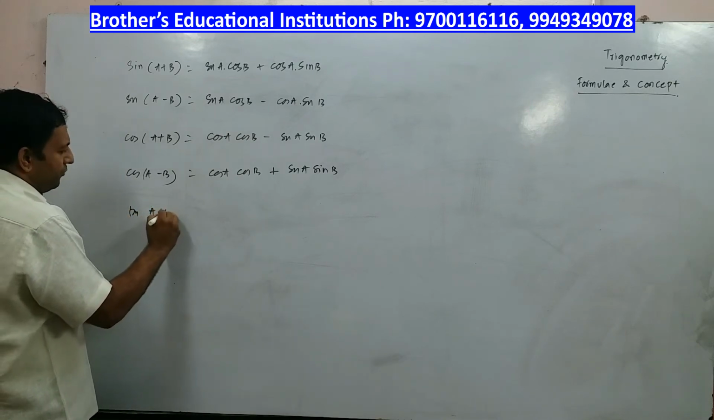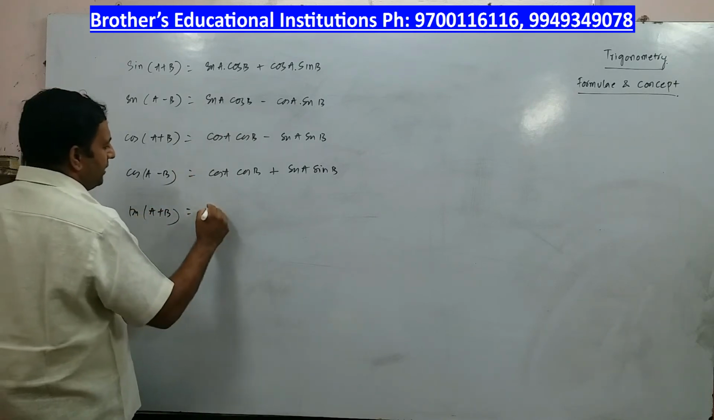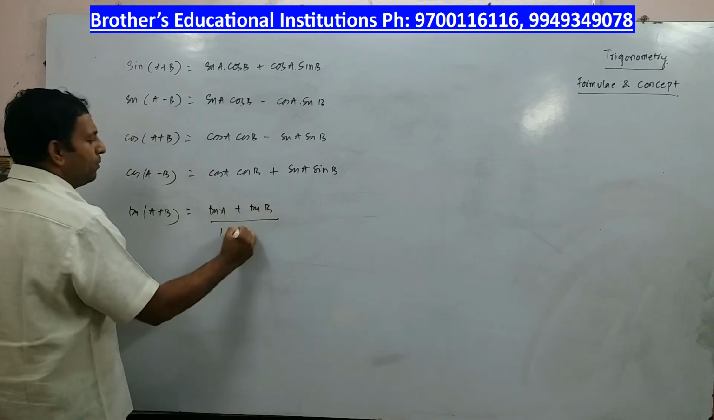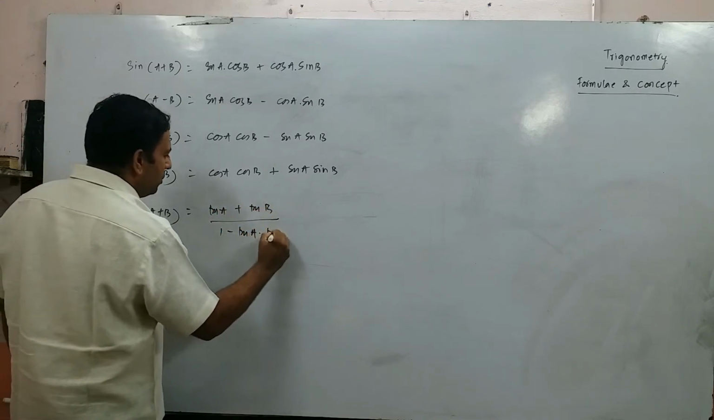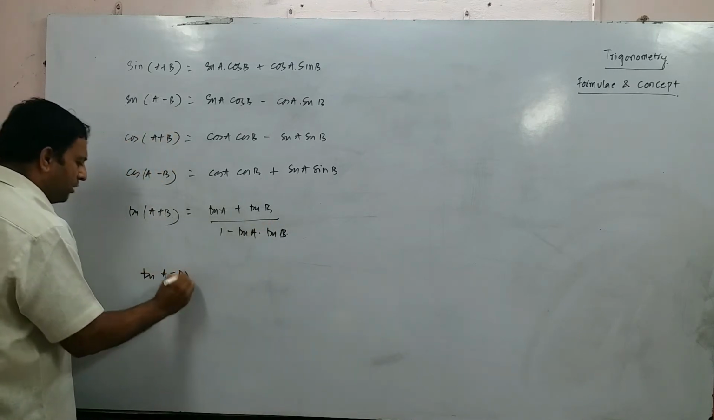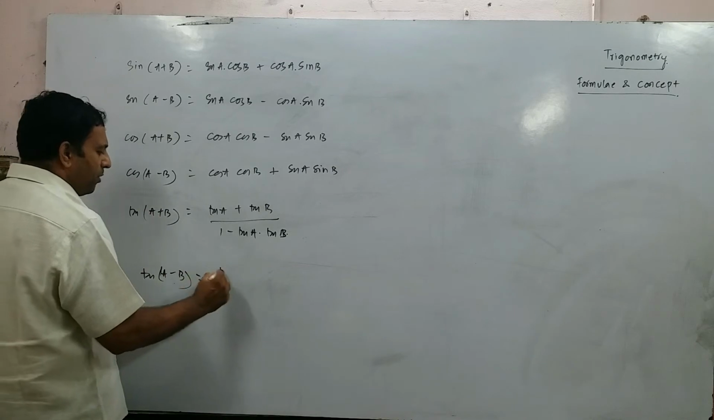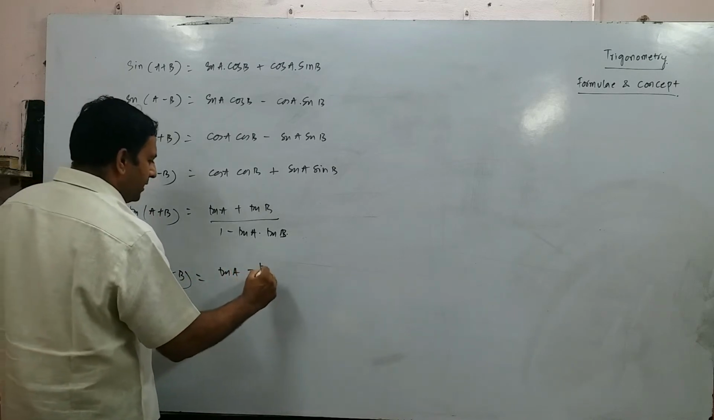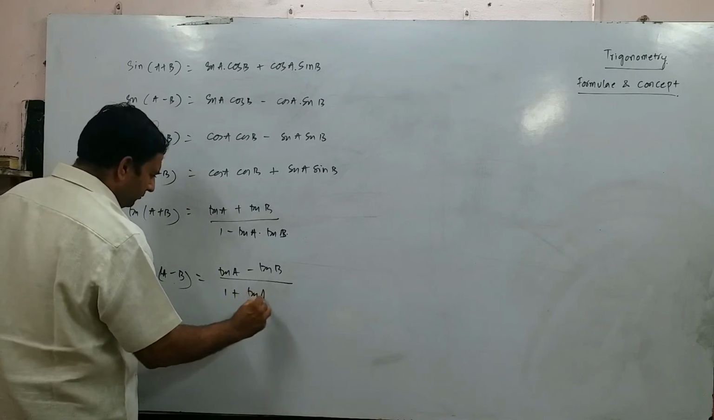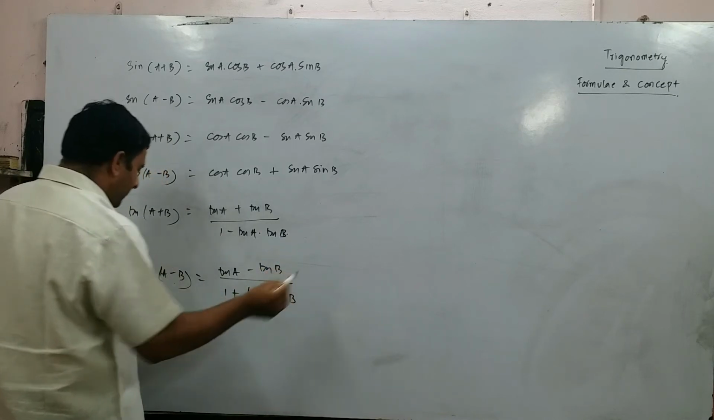Similarly, tan of A plus B. Tan of A plus B is tan A plus tan B by 1 minus tan A into tan B. Right? Now if I ask you what is tan of A minus B, counter that. So tan of A minus B will be what? It will be tan A minus tan B by, contra of this, 1 plus tan A into tan B.